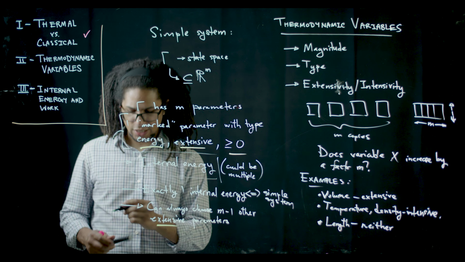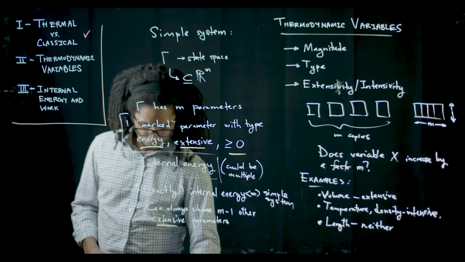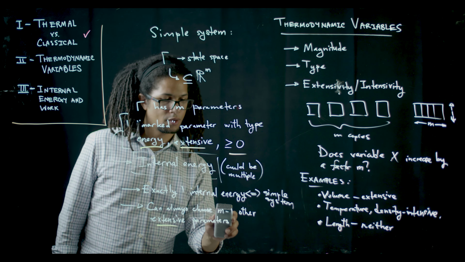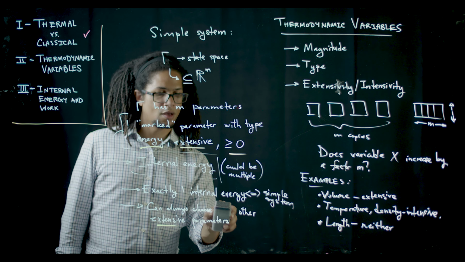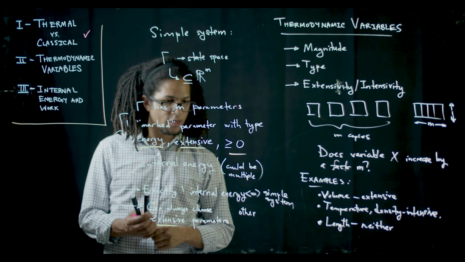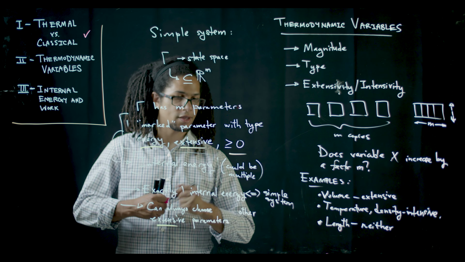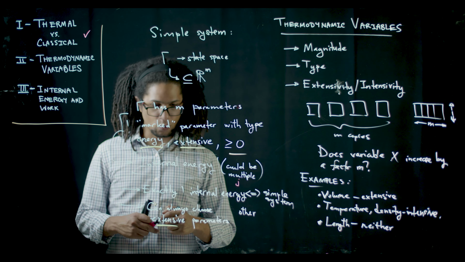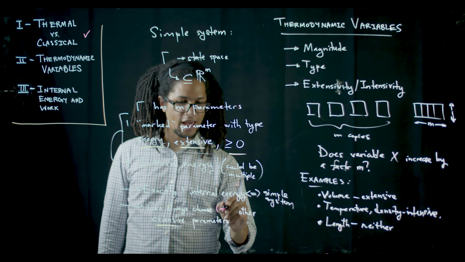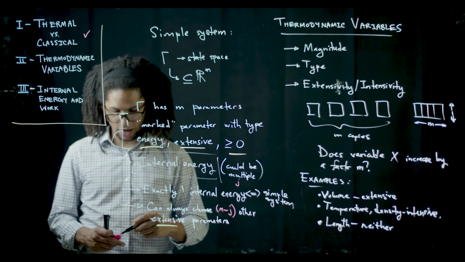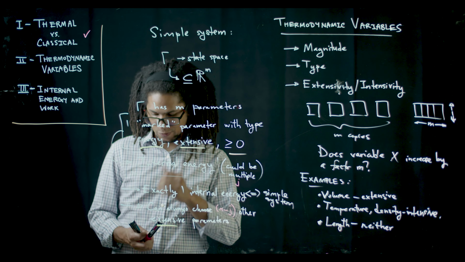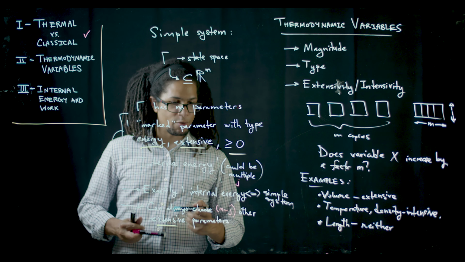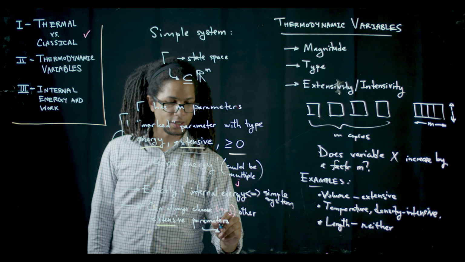And sorry, I shouldn't say m-1. But rather, if there are exactly, let's say, j of these internal energy coordinates, then we should get m minus j other extensive parameters. And these parameters are called work coordinates.